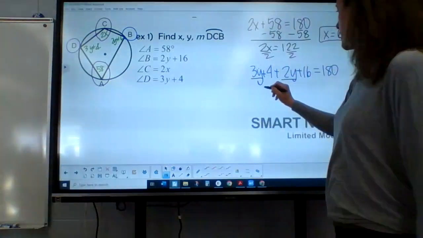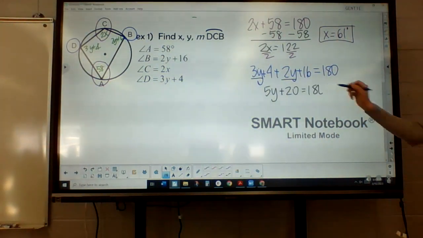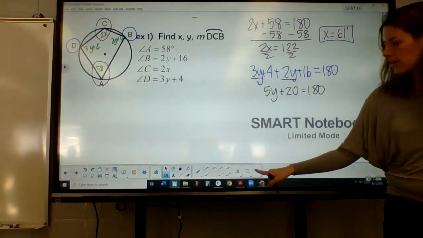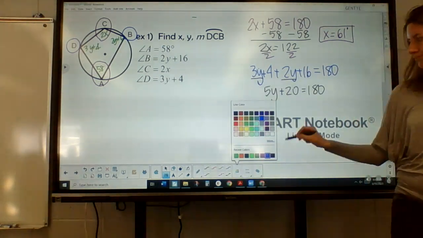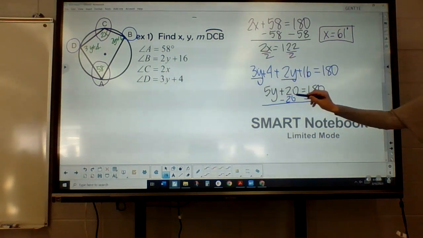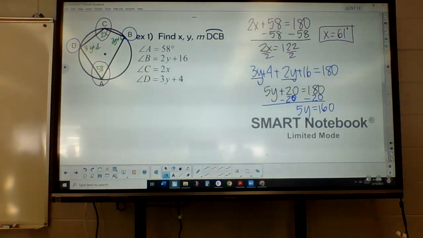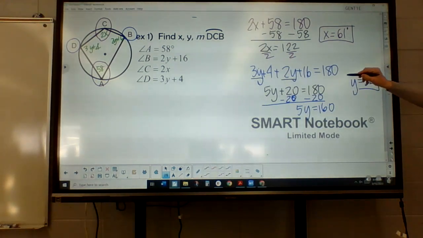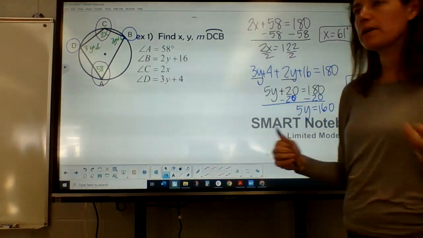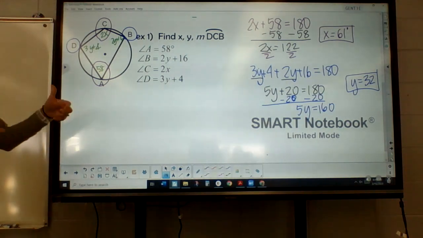So we can put these two together. So 5y plus 20 equals 180. I'm going to move the 20 over. So 5y equals 160. So y ends up being, divide by 5, what do we get in that one? 32. Okay. Now we got that information. Now they want to know the measure of DCB.